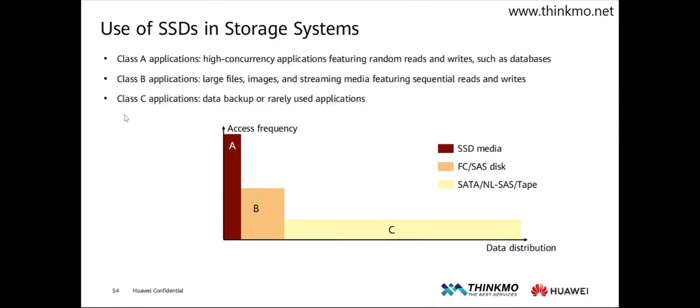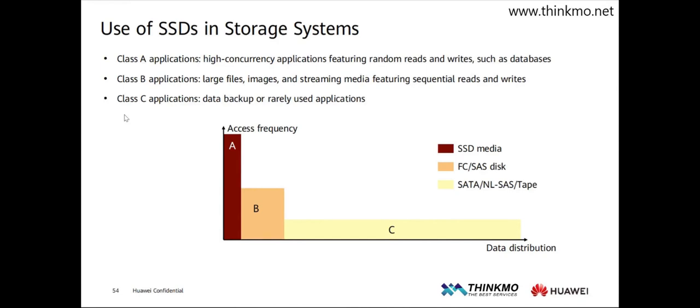Now, let's first take a look at A-level applications, which are primarily focused on high concurrency random read and write operations. As for databases, why are they considered A-level applications? It's because in database systems, we often need to handle a large number of concurrent requests simultaneously, and many of these concurrent requests involve random read and write operations.